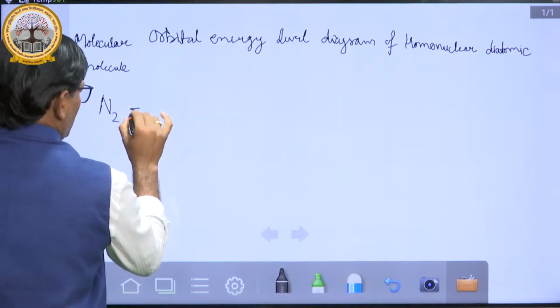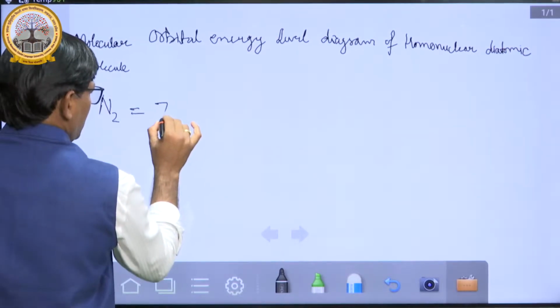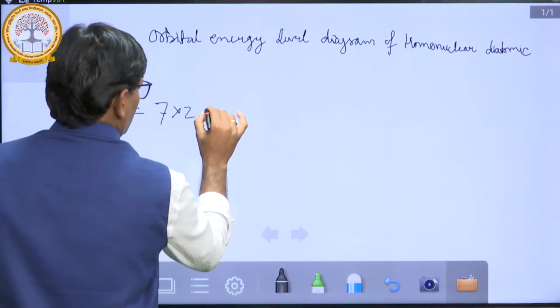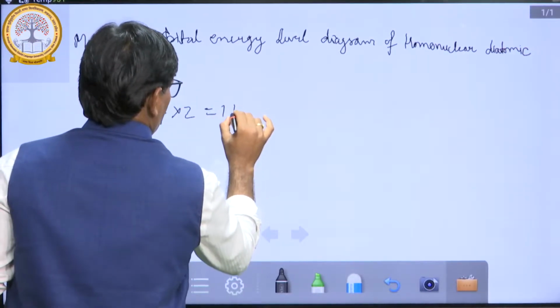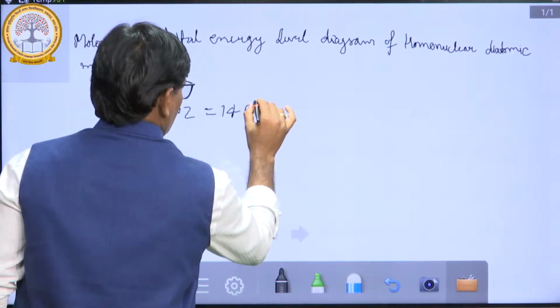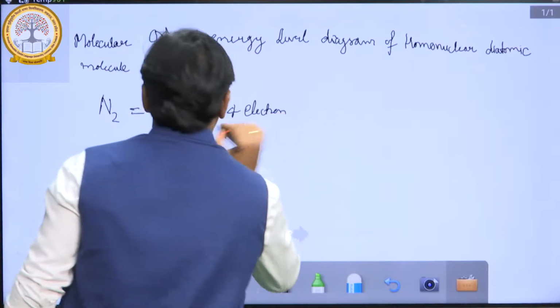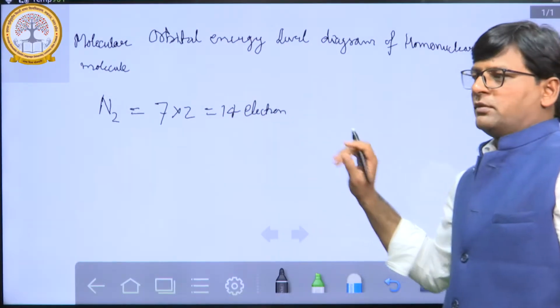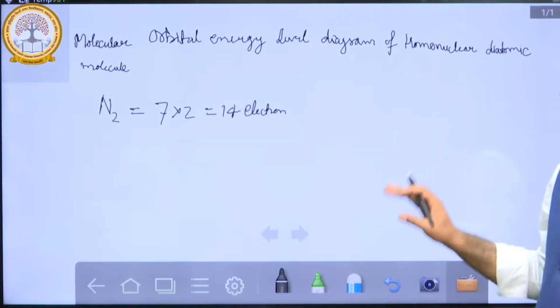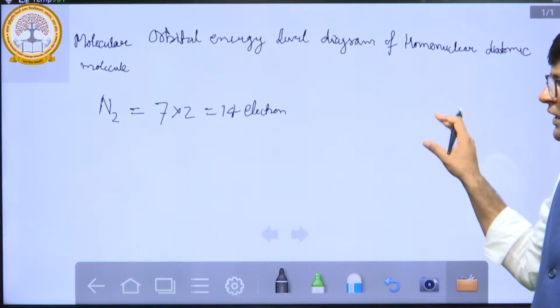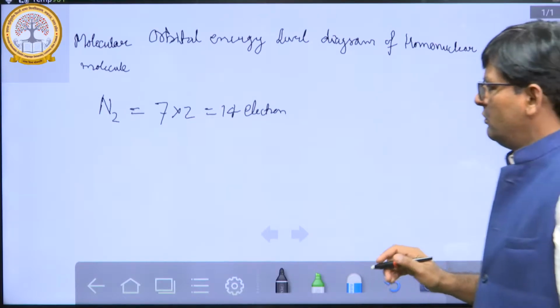There is nitrogen, that has 7 electrons. 7 into 2 is equal to 14 electrons. 14 electrons in the nitrogen molecule. Okay, how can you write the molecular configuration of the nitrogen molecule?